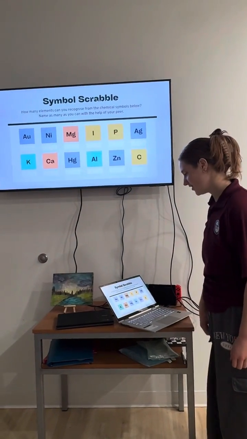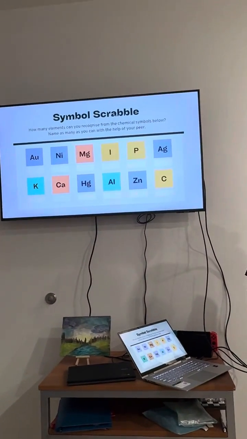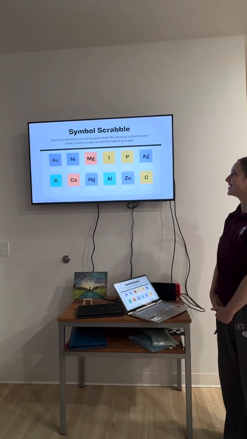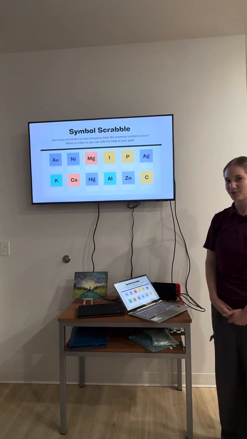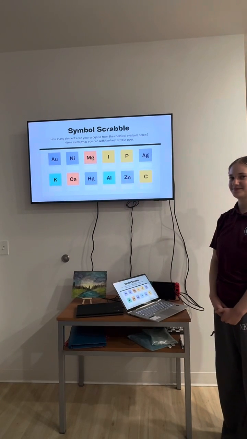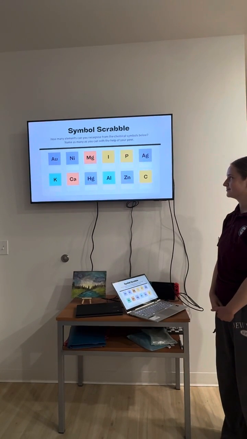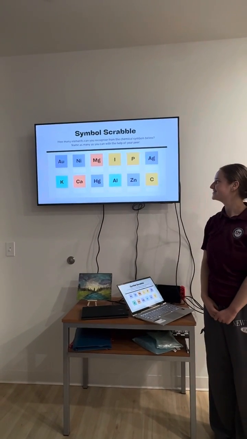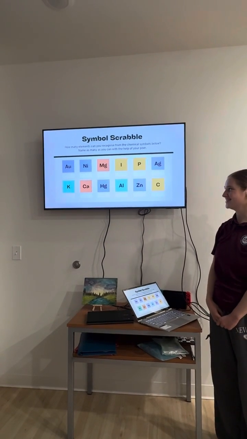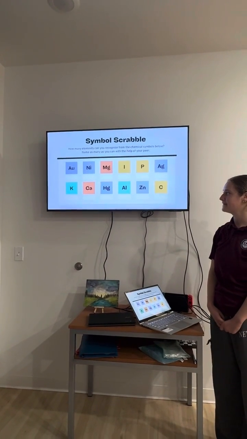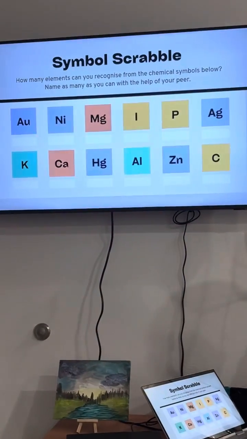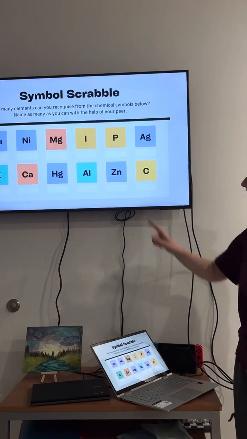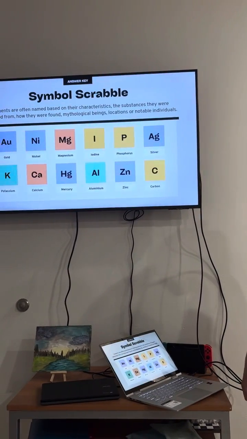All right, for our final activity, we have a little symbol scramble. How many elements can you name, class? What elements can you recognize just by their symbols? Which ones do you know? Number 1, gold. Mm-hmm. Ca, calcium. Yeah. And then zinc. Good job. So this is just a fun little activity.